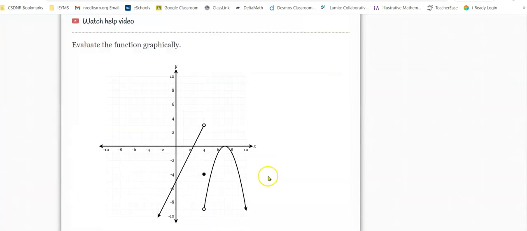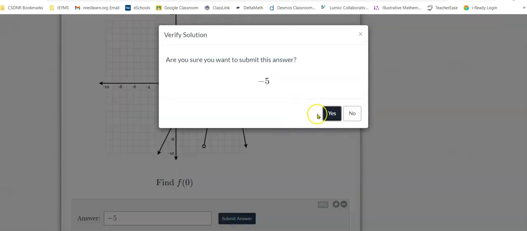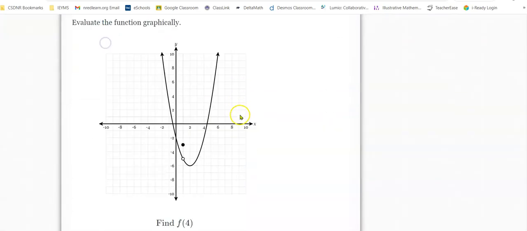All right, last one. Evaluate a piecewise function graphically. So they want you to find the output if the input is 0. So I go to 0. I find my graph, and it touches at -5. So that's my answer. Let's try one more.